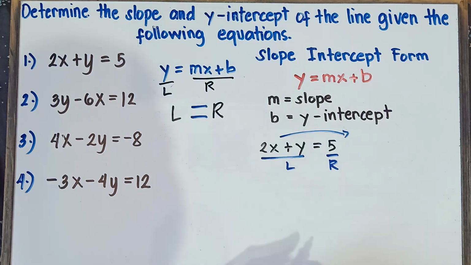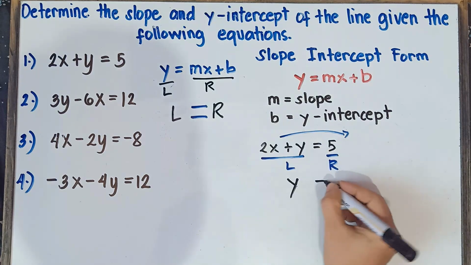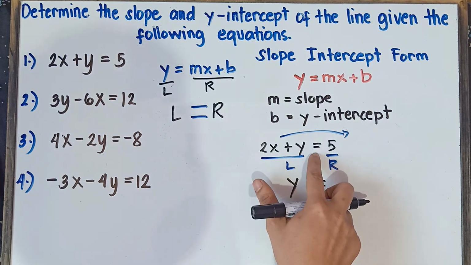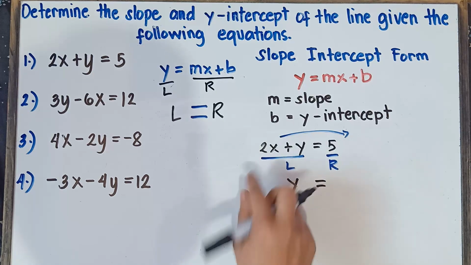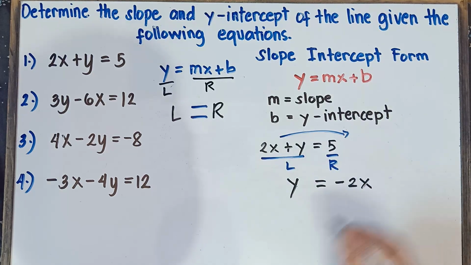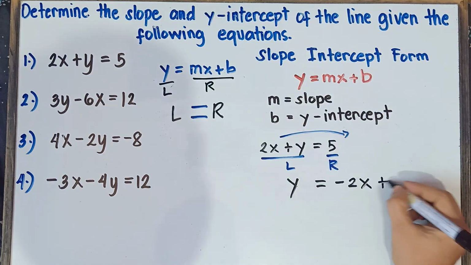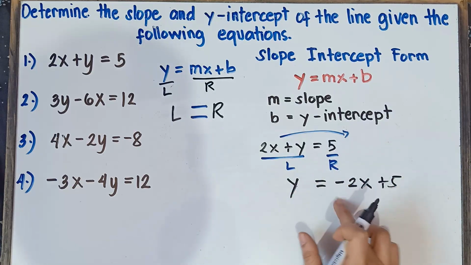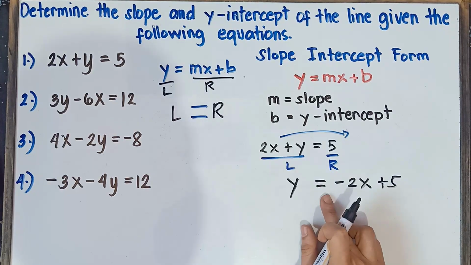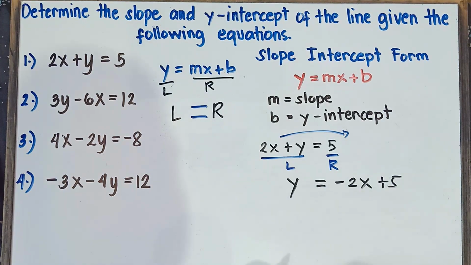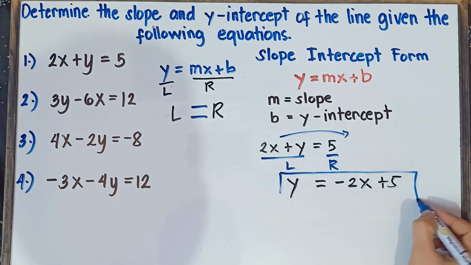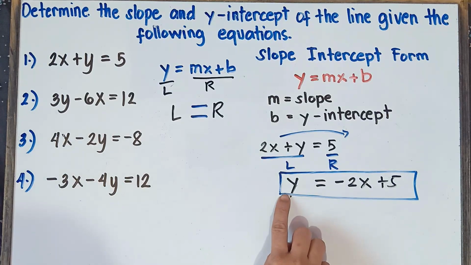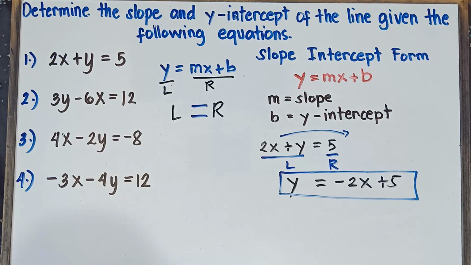So, simply copy y, copy the equal sign. We transpose 2x from left to right. Once you transfer across the equal sign, you change the sign. This is positive 2x, and it will become negative 2x. And then simply copy positive 5. Once again, class, do not change the sign of positive 5 because 5 is still on the right side of the equal sign. And this will be your answer, class, for the slope-intercept form. Easy as that.